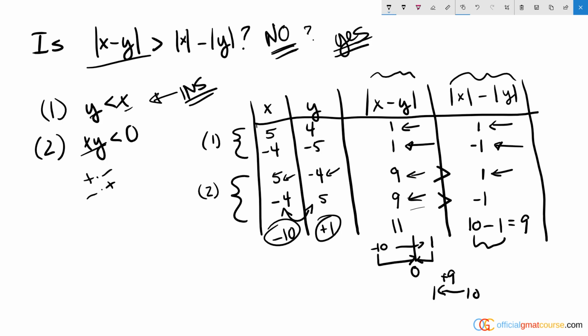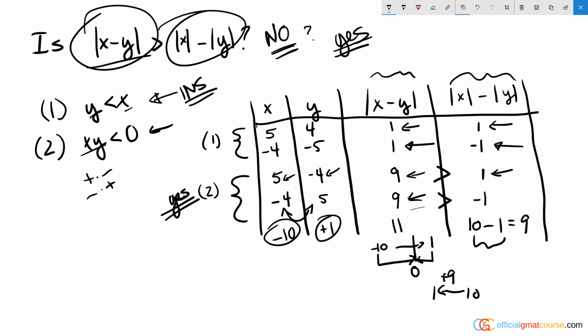But I think the main point is test numbers. If you test 3 different situations in a row and you always get the same answer, which in this situation was yes, this side is greater than this side given statement 2, then you know that your answer is sufficient, which means that answer choice B is the correct answer.